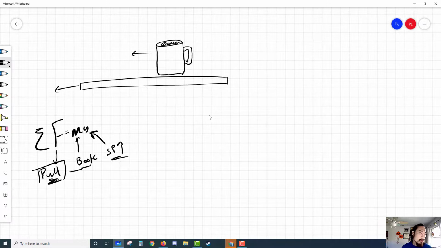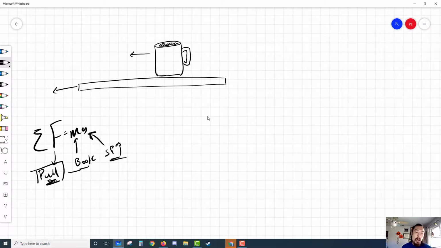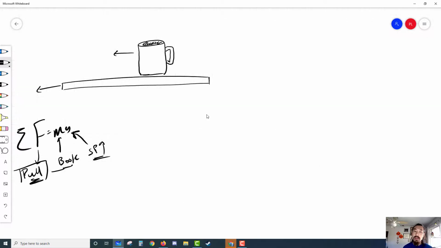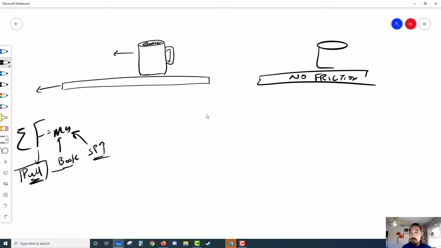In order to approach this problem, we got to imagine a world where this wouldn't happen, and that would be a world without friction, if there was zero friction. So in a world with zero friction, I'm just going to redraw it. There's going to be no friction here. If I were to do the same demo and pull the book to the left, because in this world there's no friction, what would happen is that this mug would just simply fall down.